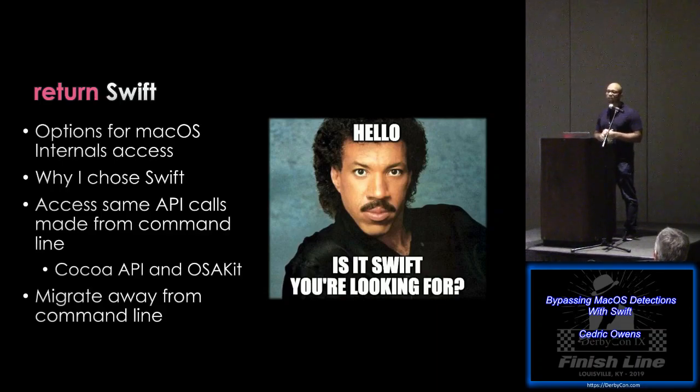Objective-C would have been the other option. Objective-C has been around for a while. Swift is pretty new, but I personally like the way Swift is laid out. So I picked Swift. And it gives the same access that Objective-C provides in terms of a lot of the API calls that I would need for post-exploitation, such as the Cocoa API, which you can use for anything from screenshots to navigating the file system, and OSAKit, which you can use to programmatically run JavaScript for automation on your macOS endpoints. But long story short, I picked Swift and started down that road, and it gave me that ability to meet that goal of moving off the command line.